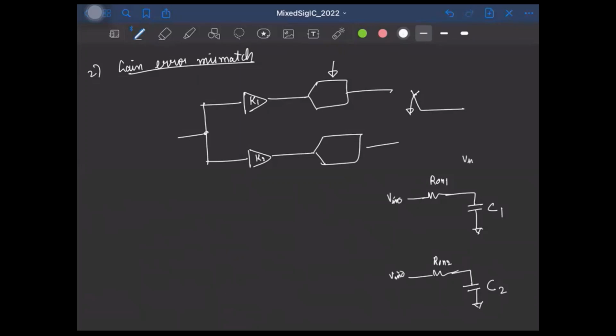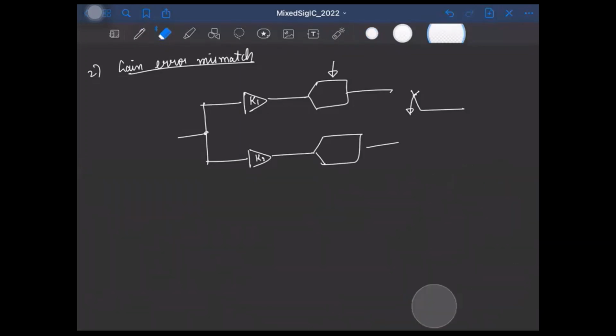you know that the output will do V naught into 1 minus e power minus T by tau, right? And since the time constant tau is different in these two cases, at the end of the sampling phase, instead of getting V naught, in the first case, you'll get some K1 times V naught. In the second ADC, you might get K2 times V naught. Okay, so this is one reason why you might have a gain error. And obviously, there could be multiple other sources, right? And they will all contribute to some kind of a gain error. So now let's see what happens because of this gain error.